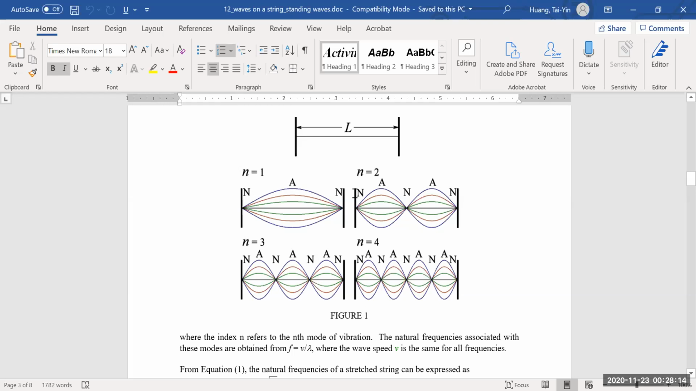Now, what about the capital N here? The capital N indicates nodes. Nodes are the locations where there's no oscillation, so zero displacement in the vertical direction. For n equal to 1, you have two nodes and one antinode. For n equal to 2, you have three nodes and two antinodes. And for n equal to 3, you have 1, 2, 3, 4 nodes, and three antinodes.